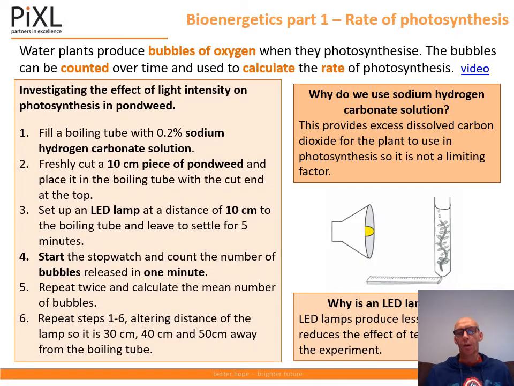So required practical for the rate of photosynthesis. Here we have pondweed in a tube, and as it makes oxygen, you can see here at the top there's little bubbles of oxygen given off. And what you can do then is you can have an LED lamp here, and then we can change the distance.